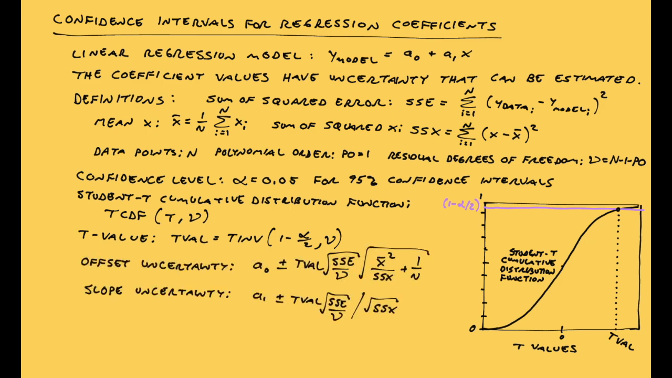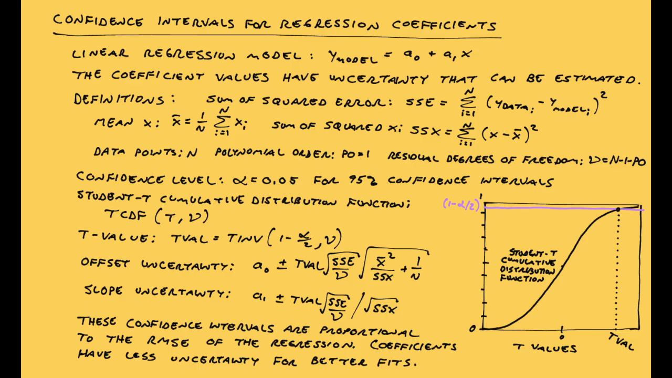Once t-val is determined, the uncertainty intervals for the offset and slope can be calculated, and their equations are shown here. So for the offset uncertainty, we're looking at plus or minus t-val times the square root of SSE divided by nu times the square root of the quantity x bar squared divided by SSX plus 1 over n. For the slope uncertainty, it's plus or minus t-val times that same square root of SSE divided by nu, then that is divided by the square root of SSX.